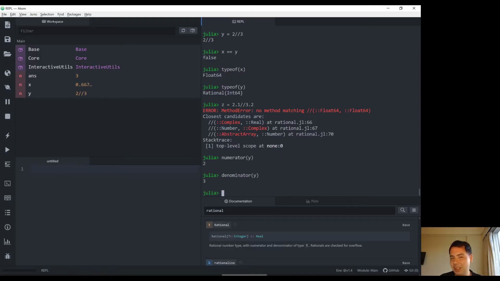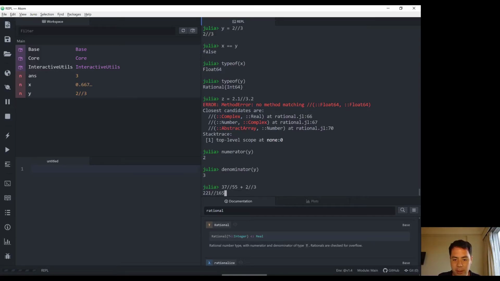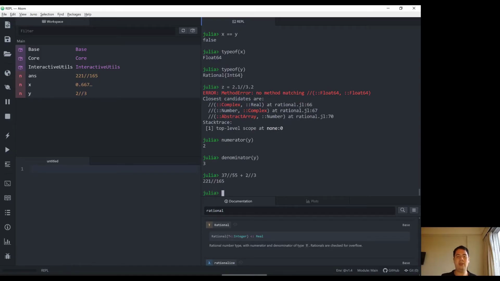So are there any primary school kids out there looking to work on fractions? Julia can help you out. For example, Julia, your teacher might ask you, what is 37/55 plus 2/3? Julia should work this out for us and give it to us as another fraction.